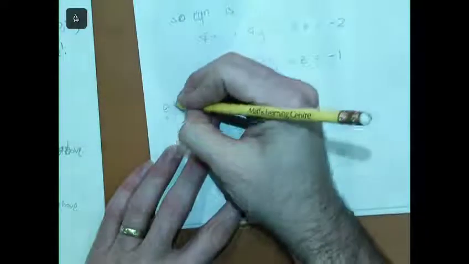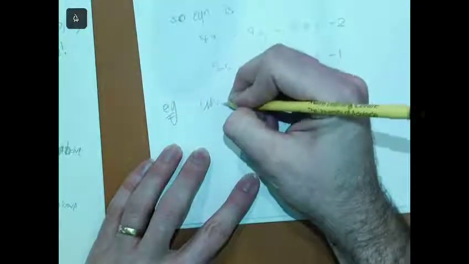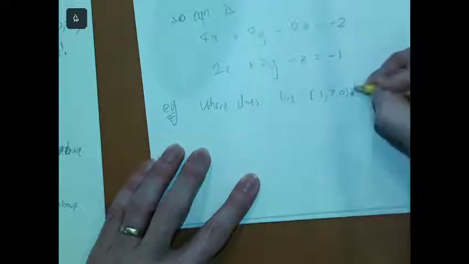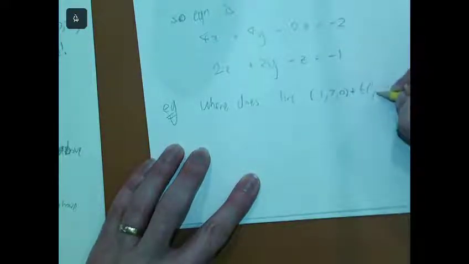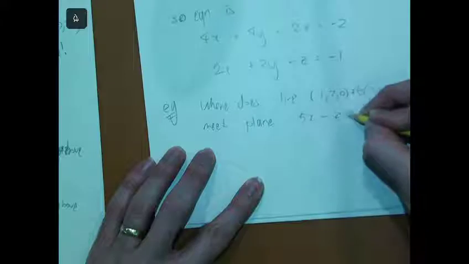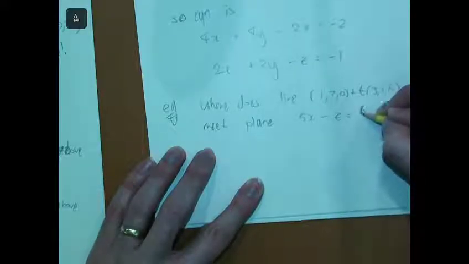If you want to know where a line meets a plane, then you need to find which point on the line is also on the plane. And that can give people a little bit of trouble sometimes. Where does the line meet the plane? I don't know. 5x minus z equals 6.